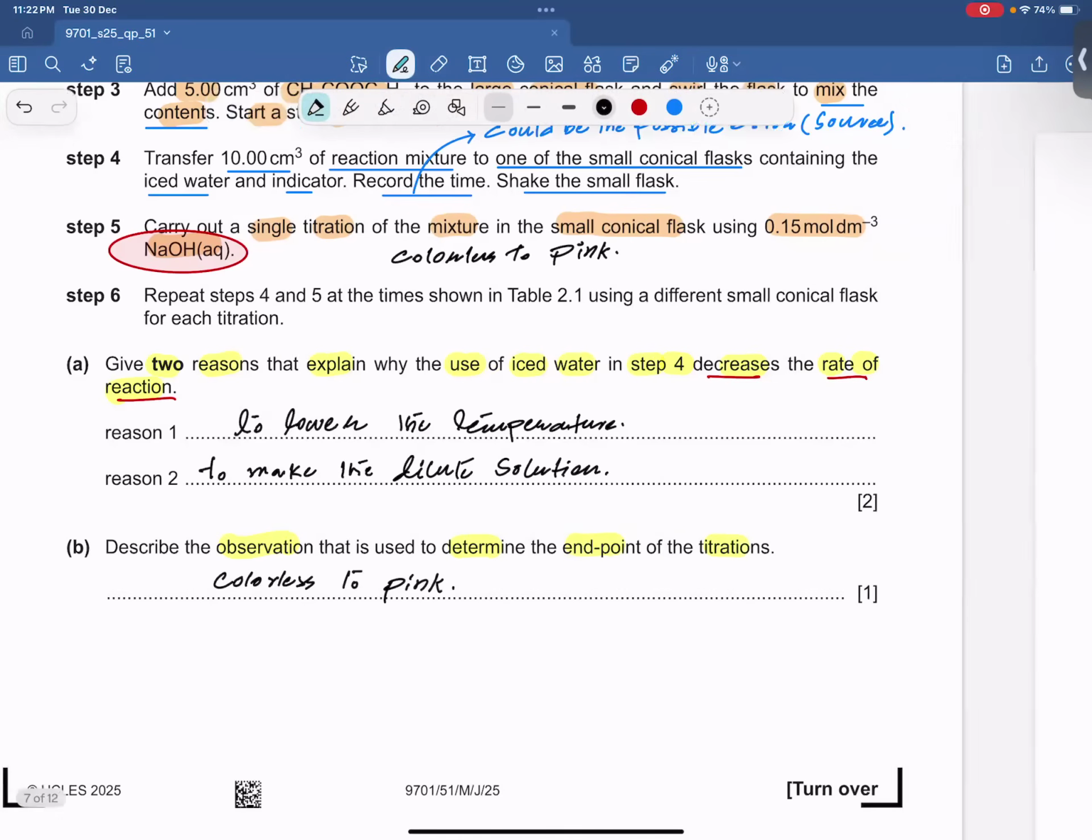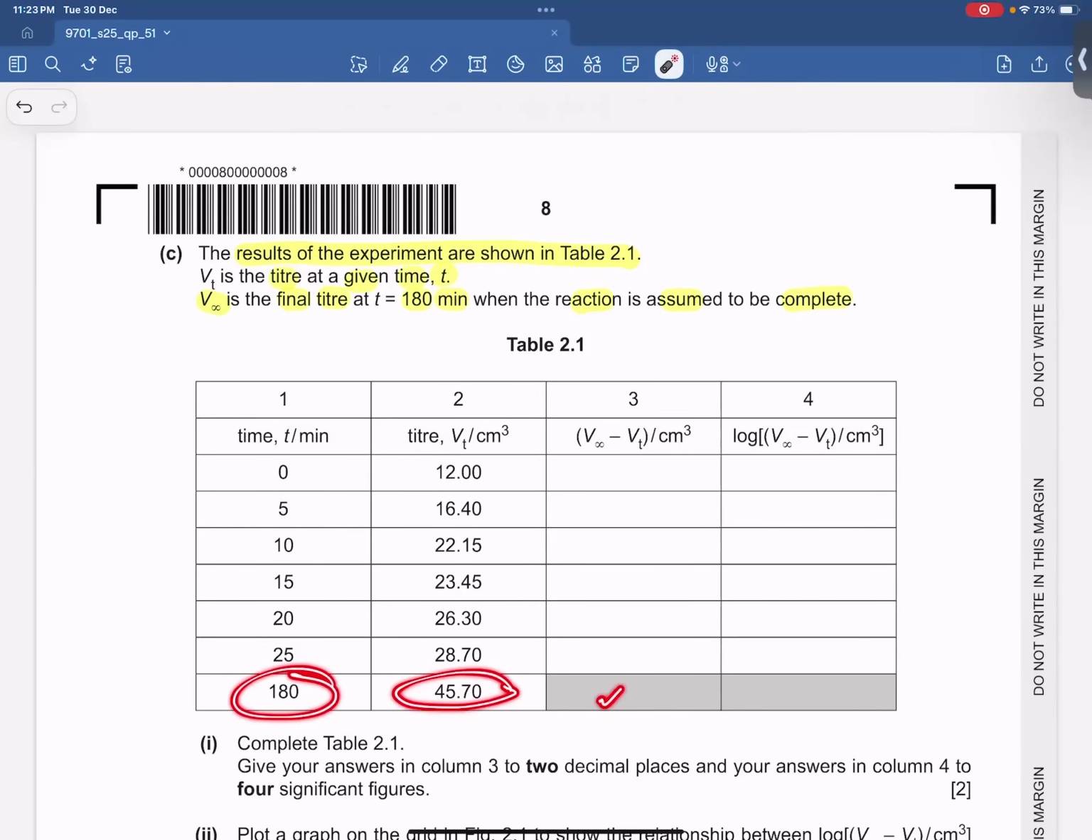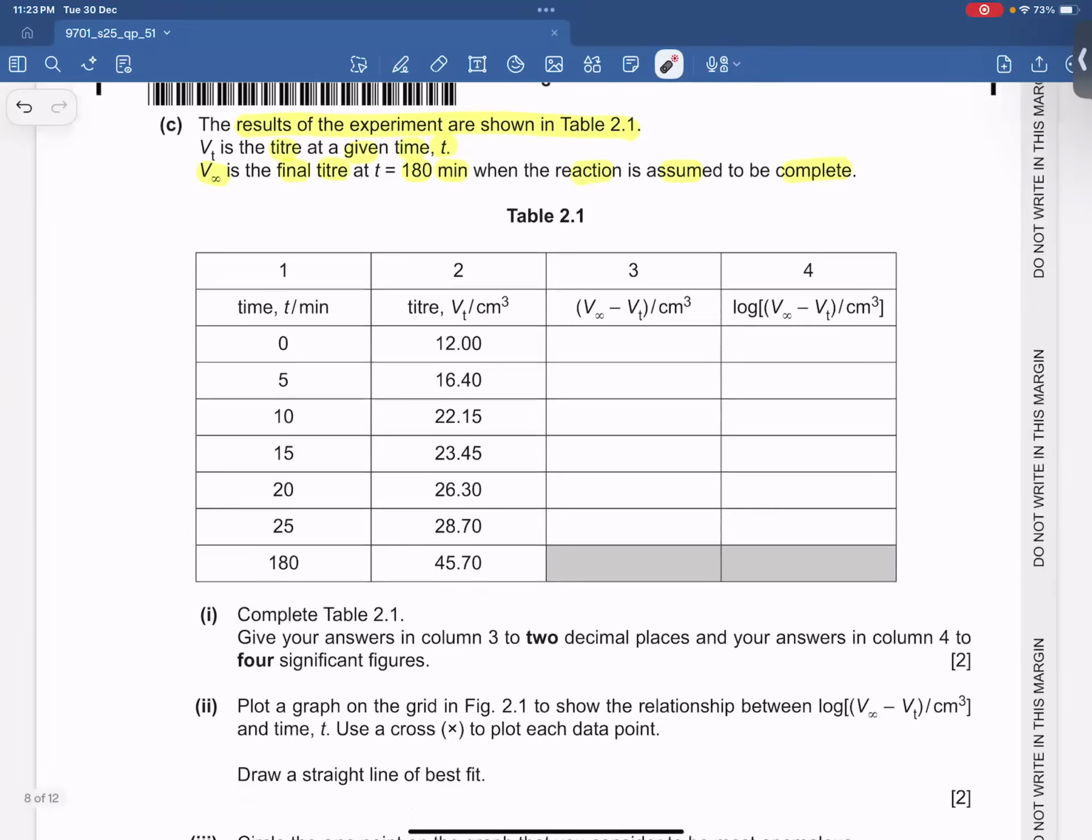Okay. Next, oh my goodness, the result of the experiment are shown in table 2.1. Vt is the titer at a given time t. V infinity is the final titer at t 180 minutes when the reaction is assumed to be complete. So at 180 minutes, the titer is 45.70, and at that point the reaction has finished. Okay.